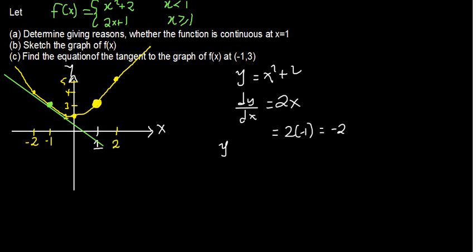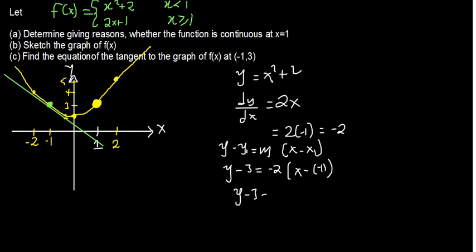So this is actually equal to the gradient of the curve, and then you can find the equation: y minus y1 is equal to m times (x minus x1). So y1 is the value that we've been given there, which is 3. That will be equal to the gradient, which is negative 2, times x minus x1, which is negative 1. So this gives us y minus 3 being equal to negative 2 times (x plus 1).